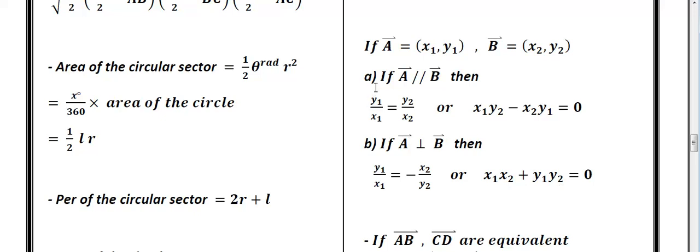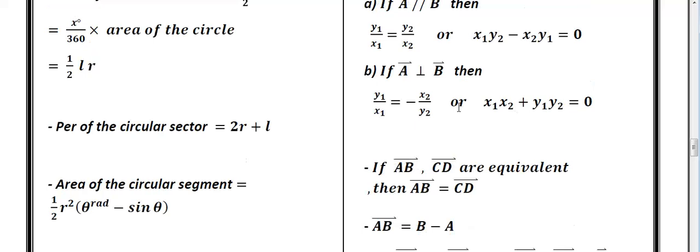You must know this rule for A parallel and B perpendicular, or you can keep the idea in mind. If vector A is parallel to vector B, it means slope 1 equals slope 2, where slope 1 is y1 over x1 and slope 2 is y2 over x2. And if vector A is perpendicular to vector B, then slope 1 multiplied by slope 2 equals negative 1. Use either rule to find the result as you like.